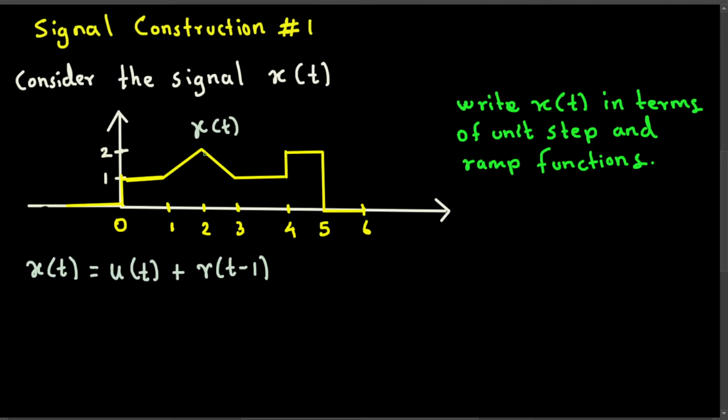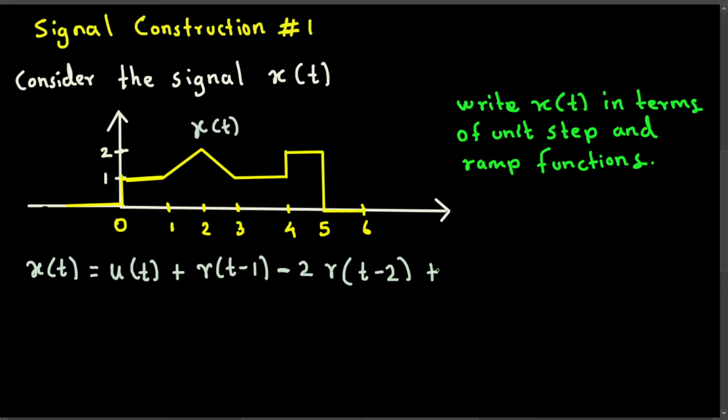And then at 2 the slope is going down, so this is minus, and the height at that point is 2, so we have to put the 2 in front. And then r of, so there's a shift 2 units to the right, so this is t minus 2.